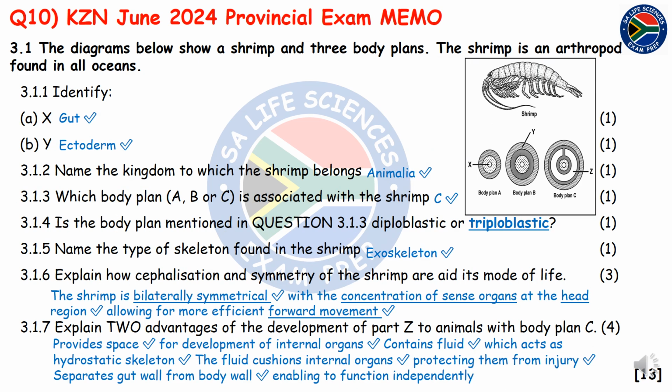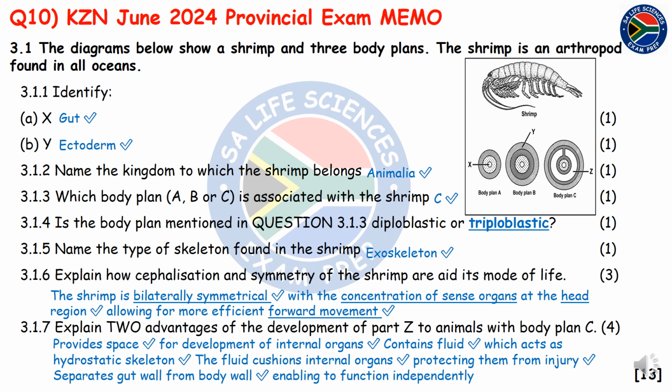Identify label X. That is the gut. Y is the ectoderm. Name the kingdom to which the shrimp belongs. It belongs to the Animalia kingdom. Which body plan is associated with the shrimp? That would be C. The reason for this is because C shows both a triploblastic body plan showing a mesoderm, as well as a coelom. That is why it belongs to C. B does not show a coelom.